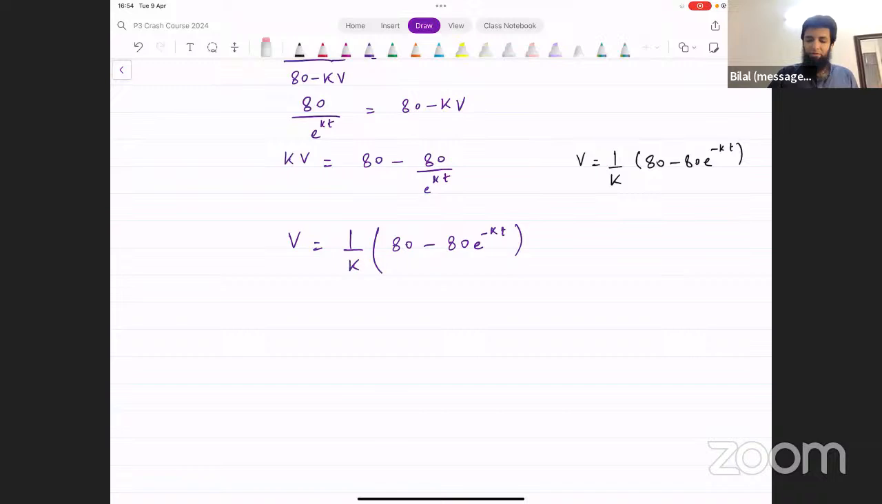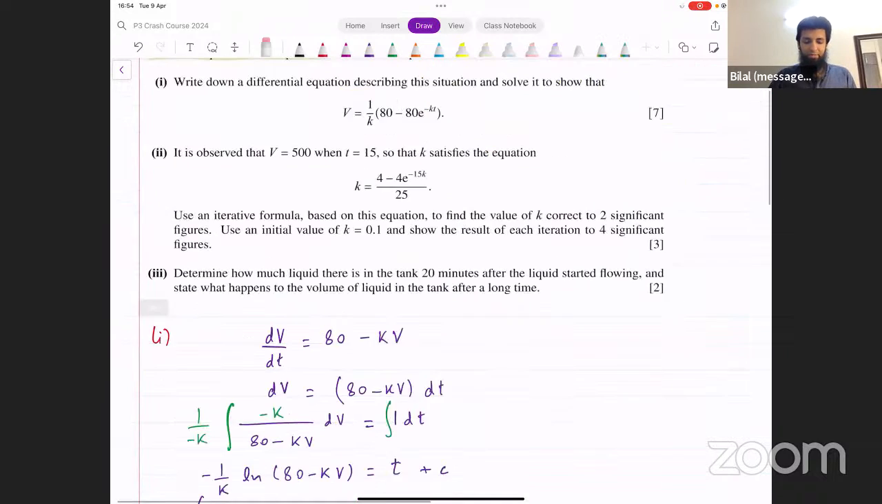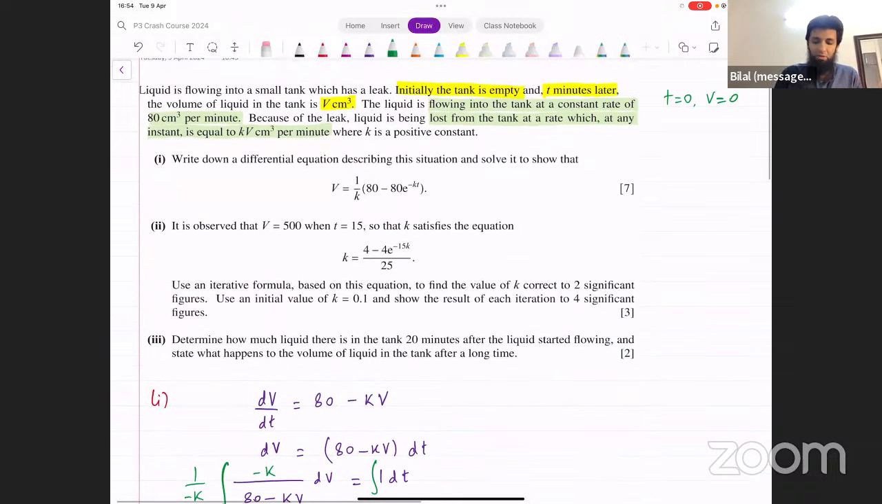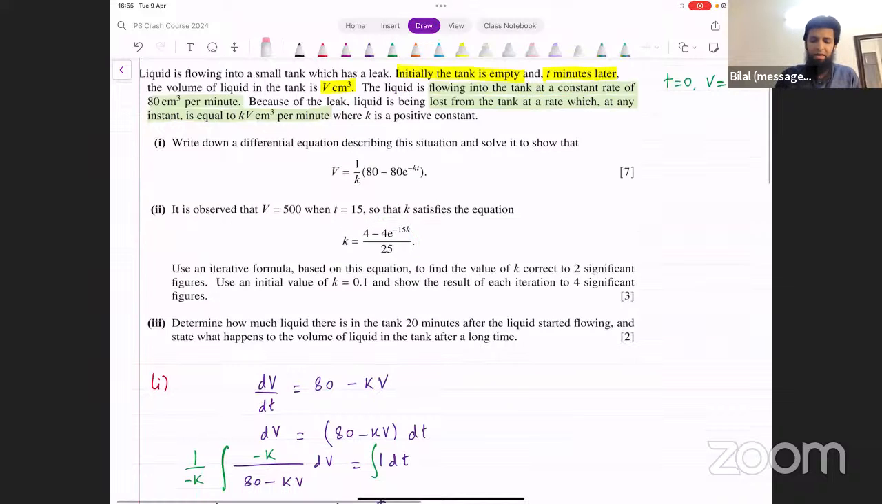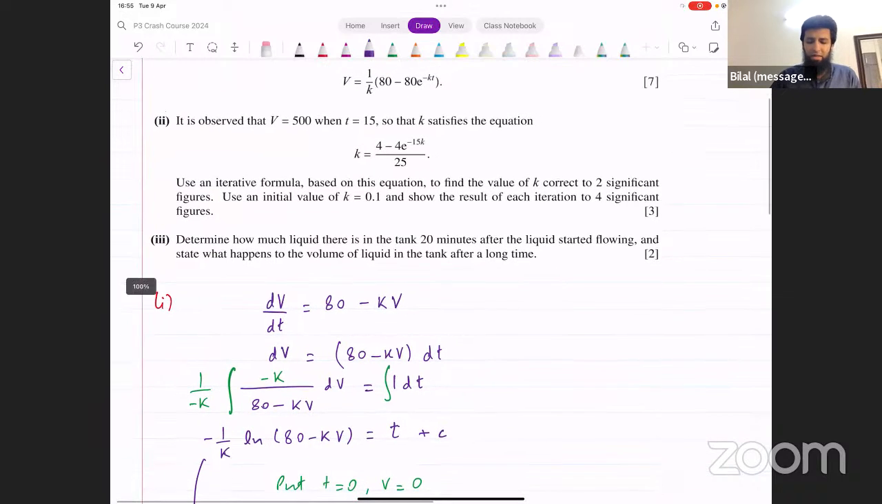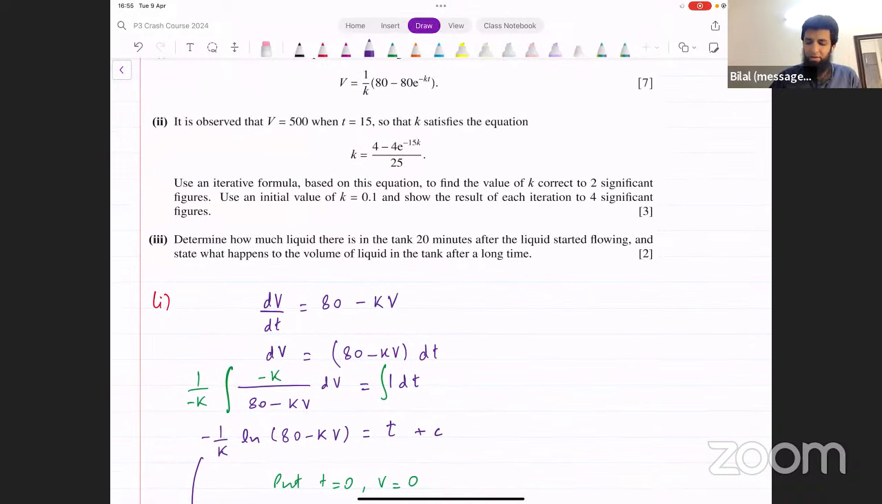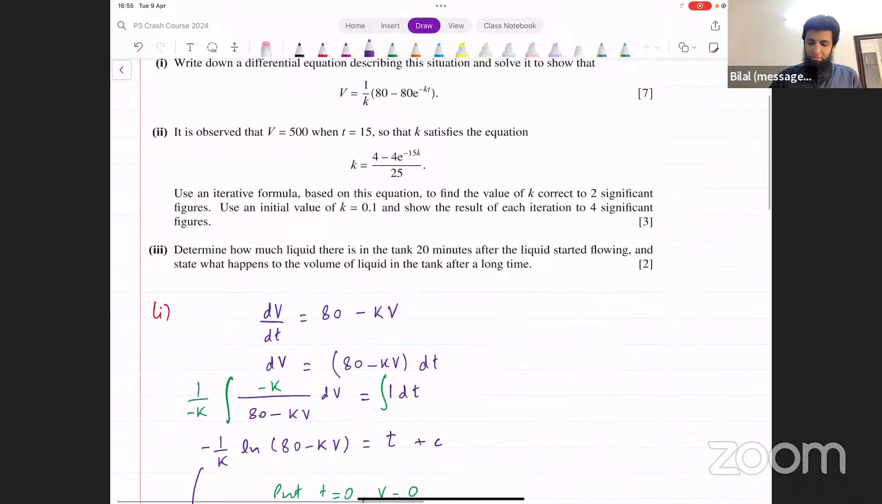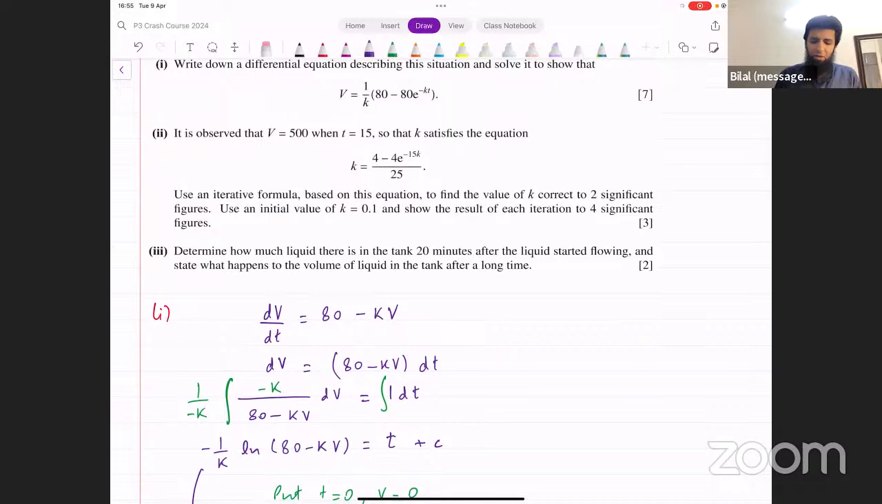So we've got v in terms of t. Now the next part says, it's observed that v equals 500 when t equals 15, so that k satisfies this equation. Now they've already given this here, and they want you to do iteration. This is an iteration problem. We haven't done that yet, but those of you who remember, all you have to do is use this iterative formula with 0.1. So just do this on your calculator.